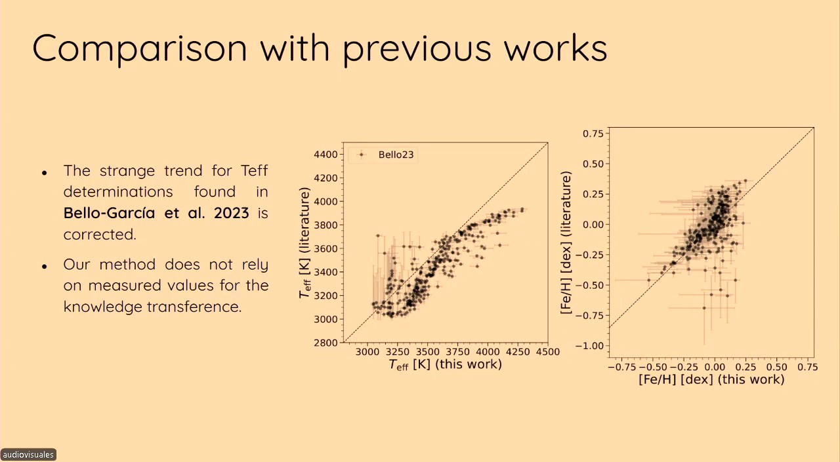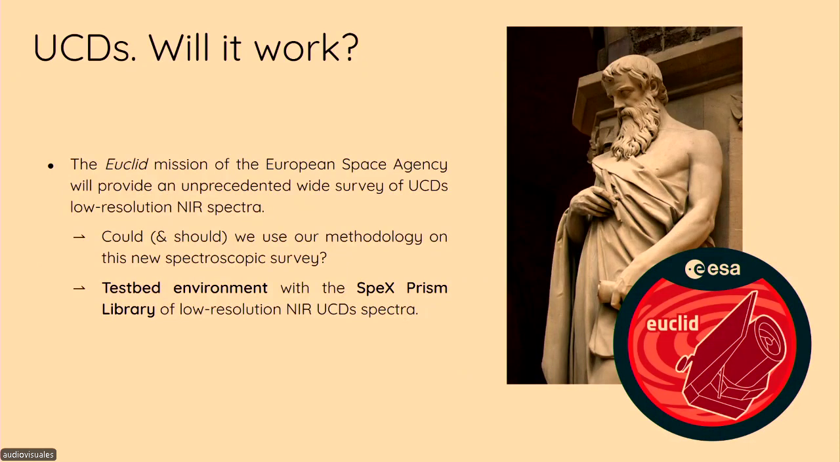And an important thing that I didn't mention is that in our deep transfer learning approach, we don't use any previous stellar parameter measurement, but we indeed use all the available data. We don't use measurements, we just use the spectra for the transference of knowledge. And this was all the part of our work with M dwarfs.